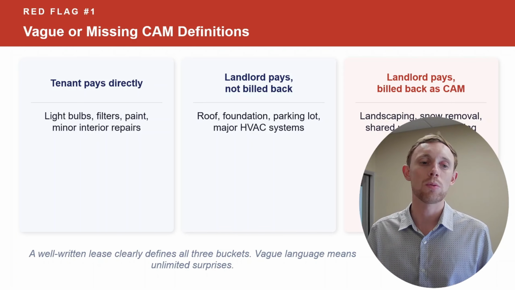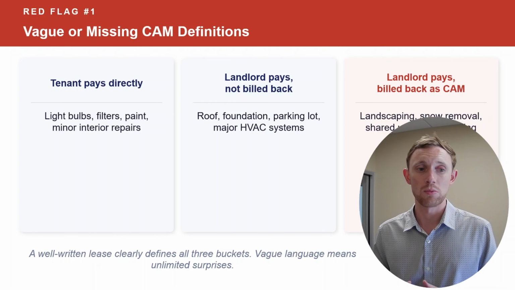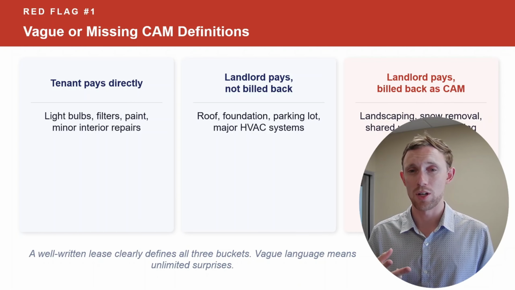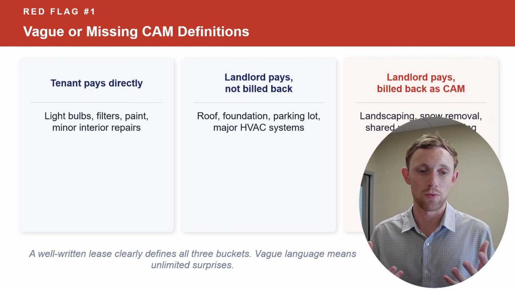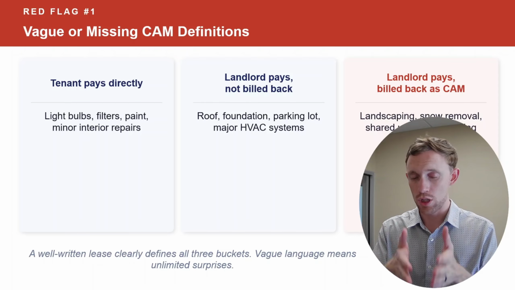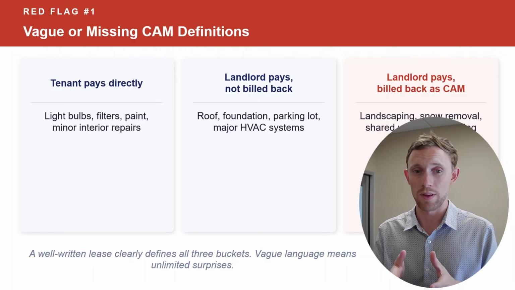And there's things the landlord pays that are not billed back. So these are landlord expenses. So these would be large capital expenditure items such as the roof, any foundation damage, parking lots, major HVAC replacement sometimes, anything structural for the building, utility lines, anything structural. That's a landlord responsibility that shouldn't be billed back to you as the tenant. The landlord pays for that directly.